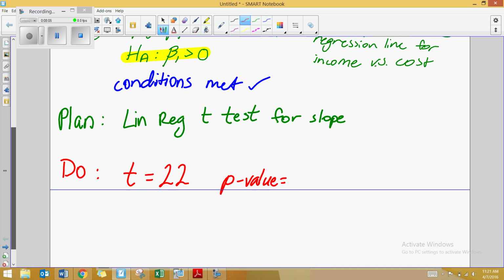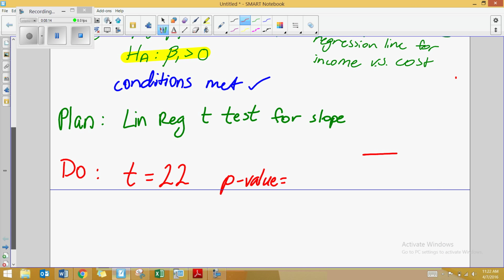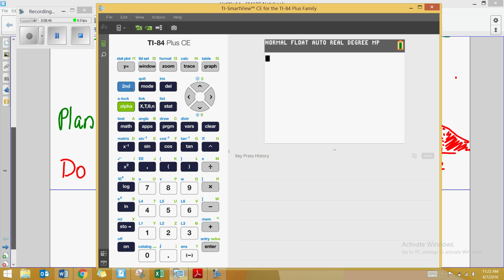Okay, the p-value can be found by going into your calculator. And if we draw a picture here just to help illustrate, I know this follows a t-distribution. I got a t-score of 22. Again, this is a very rough picture just to kind of illustrate what the calculator will be doing. The calculator is going to calculate that area underneath the t-curve, the t-distribution. Now, in order for it to do that, we have to give it a certain amount of information. So let's go ahead and look at what that information will be.